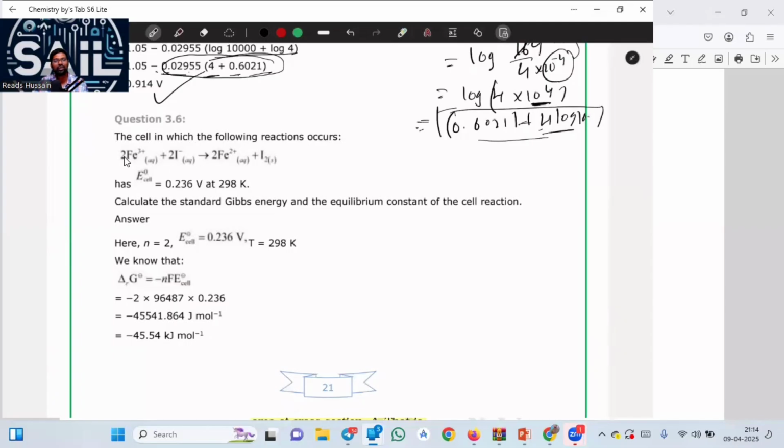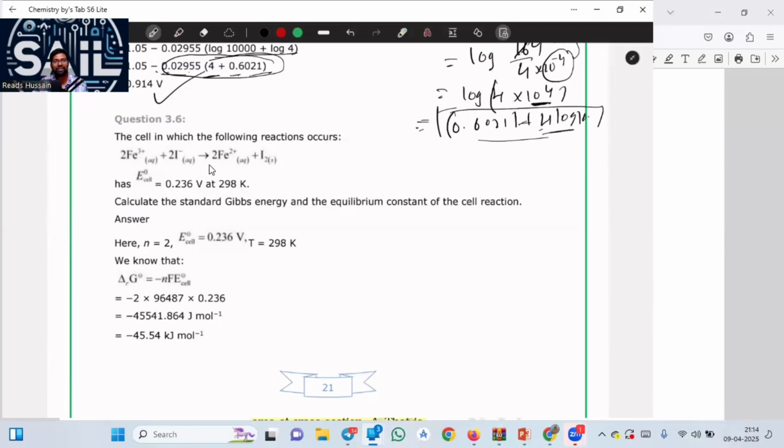See here, 2Fe plus 3. Here 2Fe plus 2. Then I will tell you how to find the N value. 2Fe plus 3 means 2 3s are 6. 2Fe plus 2, 2 2s are 4.